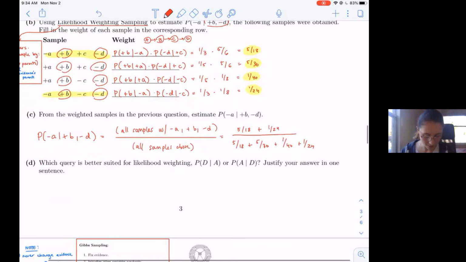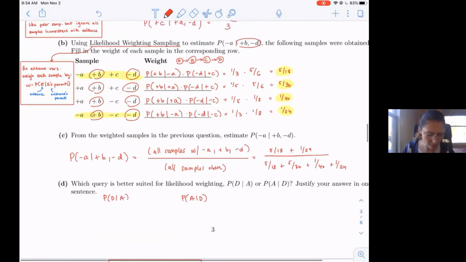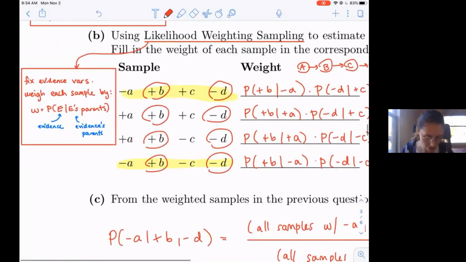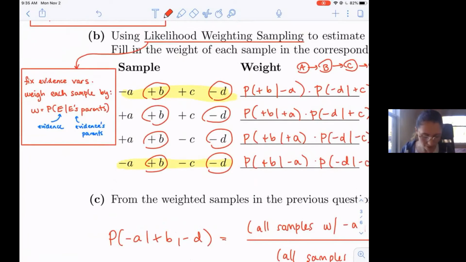Great. Last question, or second to last question here. Which query, P of D given A or P of A given D, is better suited for likelihood weighting? Okay, so let's think about this. We have P of D given A, and then we also have P of A given D. If we remind ourselves how likelihood weighting works, we're going to fix our evidence.